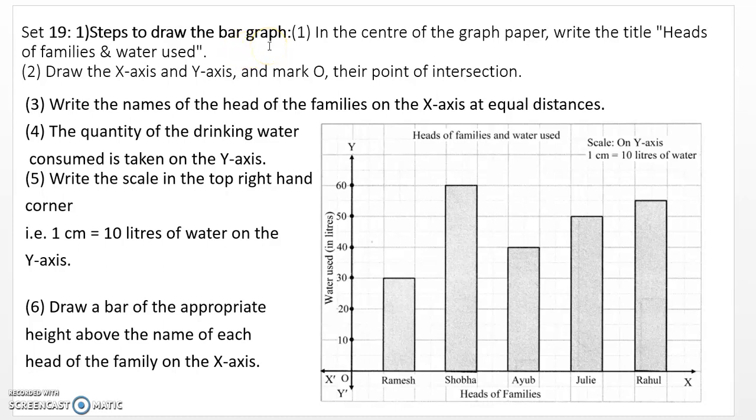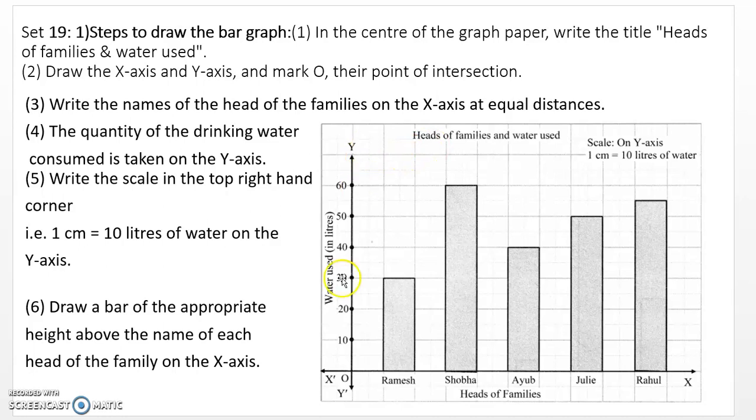Now the first question is related to Set 19. It is given the names of the heads of some families in a village and the quantity of drinking water their family consumes in one day. Draw the bar graph for this data. The scale is given: on the y-axis, 1 centimeter is 10 liters of water. See, first in the center of the graph paper you have to write the title. What is the title? It is heads of the family and water used.